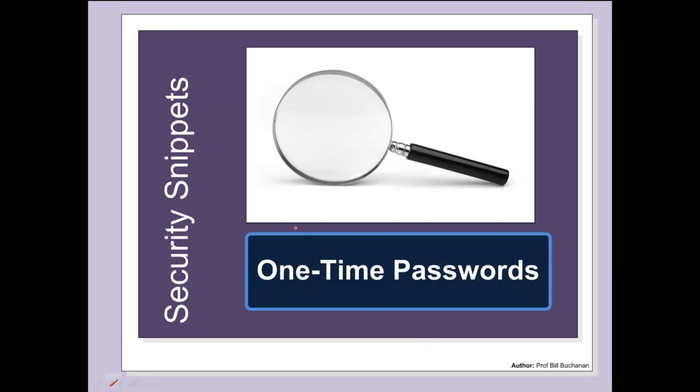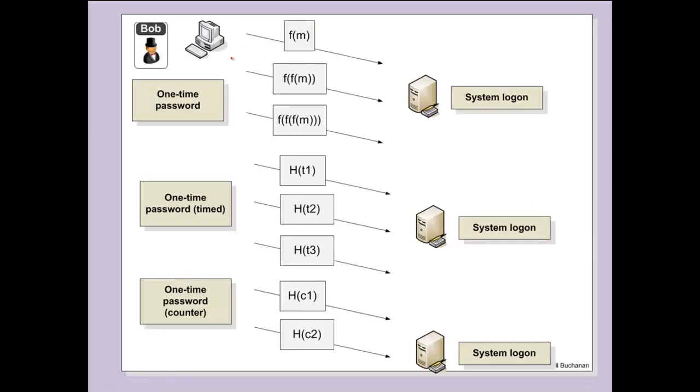So this small security snippet is going to look at one-time passwords, and we'll look at the different methods that are around, and we'll see that there is an increasing usage of this type of technology. So the methods that we have are to be able to create a function, and then we can operate on some sort of message or passphrase, and we can pass that to the system.